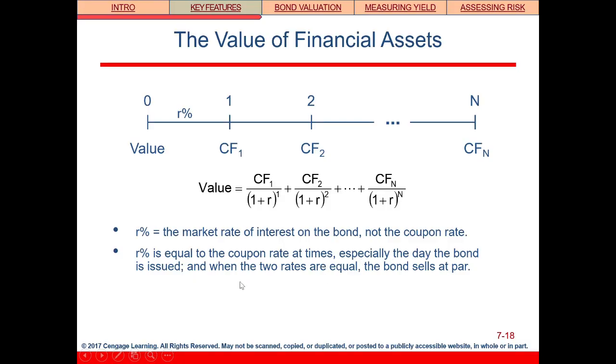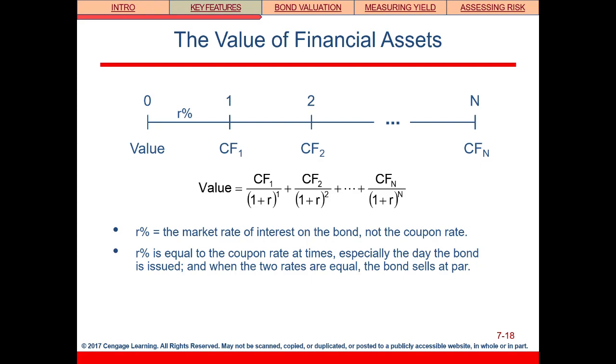So usually on the issue day, the required rate of return is the same as the coupon rate. And if that happens, when these two rates are equal, the bond sells at par. So basically the market, based on those liquidity risk premiums, default risk premiums, and inflation premiums, I calculated this should be my required rate of return.